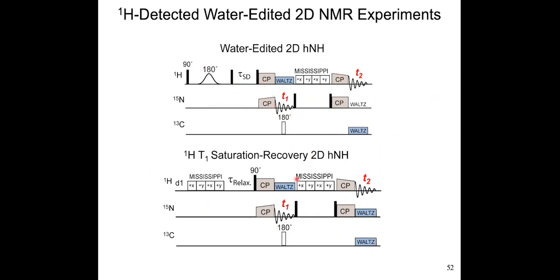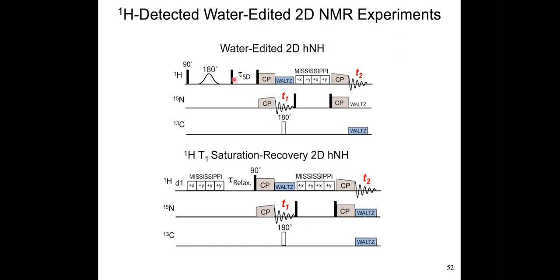Okay, and here, why do I keep writing this proton T1 saturation recovery? It's because you do this when your tau SD, this mixing time, is getting to be long. And the reason it's long is because if I'm doing a proton detected experiment, I'm spinning at 50, 60 kilohertz. So it's pretty fast. And when you're spinning that fast, your water polarization transfer to the protein becomes kind of inefficient. So instead of only a few milliseconds for that transfer to occur, you find yourself having to use tens of milliseconds or even 100 milliseconds.